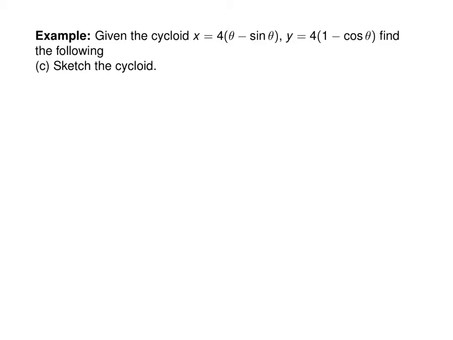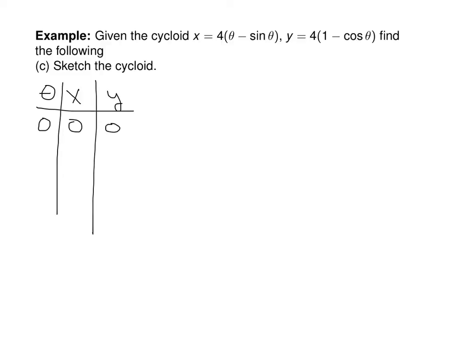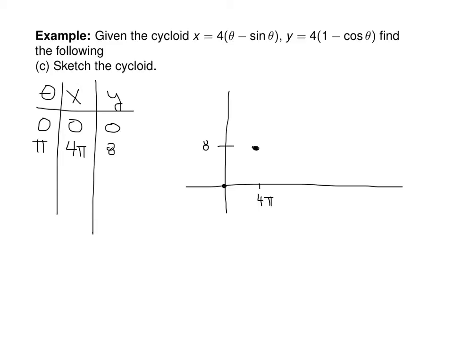And let's use this to sketch the cycloid. So we'll make a table with theta, x, and y. Now if theta is 0, sine of 0 is 0, so x is 0, cosine of 0 is 1, so y is 0. So we start at the point 0, 0. Now if we plug in pi, sine of pi is 0, so x will be 4 pi, and y will be 8. And because we input an odd pi for theta, we know that the tangent is horizontal there. Next, let's plug in 2 pi. In that case, the x is 8 pi, and the y is 0.